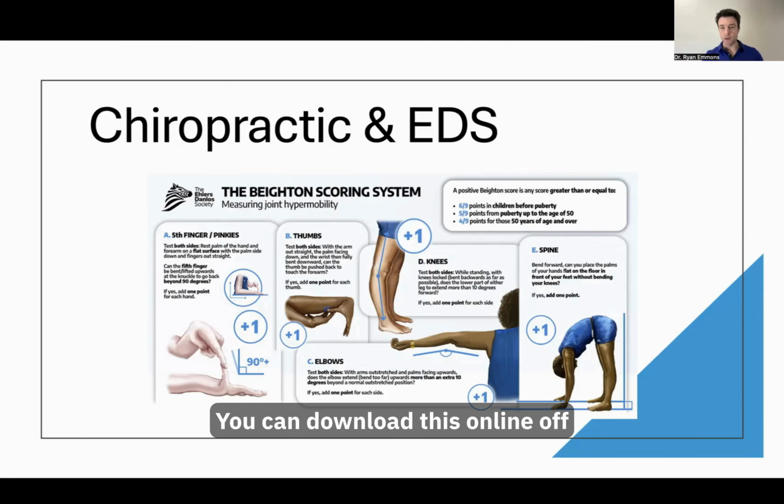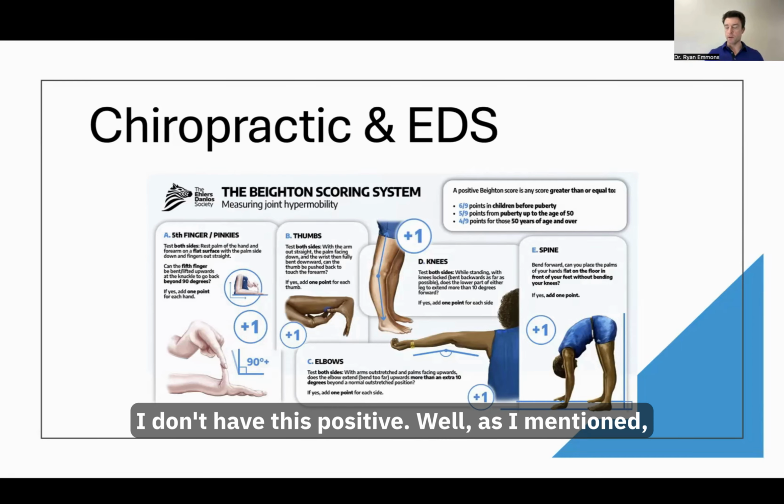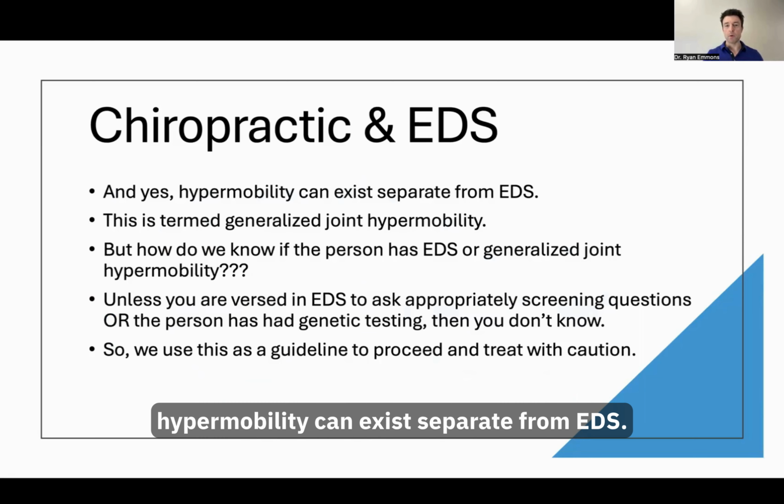You can download this online off of the Ehlers-Danlos website, and you will find that when patients have hypermobility, you will find many of these positive, and you can use this scoring system. I know that some people with EDS will say, well, I don't have this positive. Well, as I mentioned, not everybody with EDS will have hypermobility. It is just one of those 3 very common symptoms. And yes, hypermobility can exist separate from EDS.